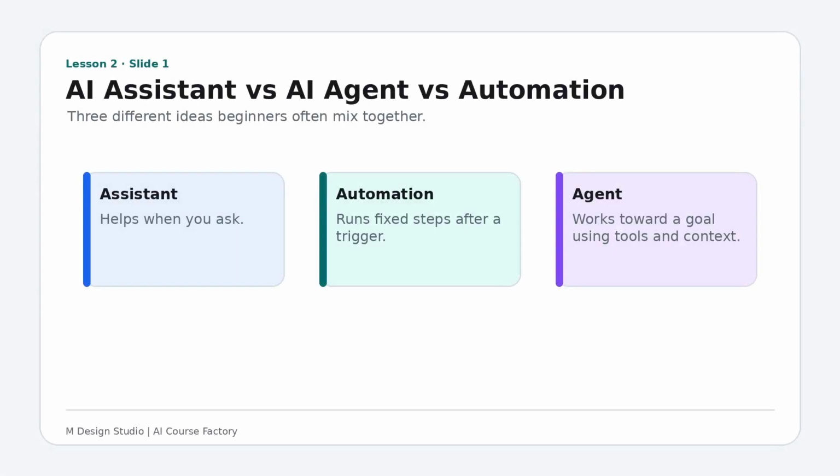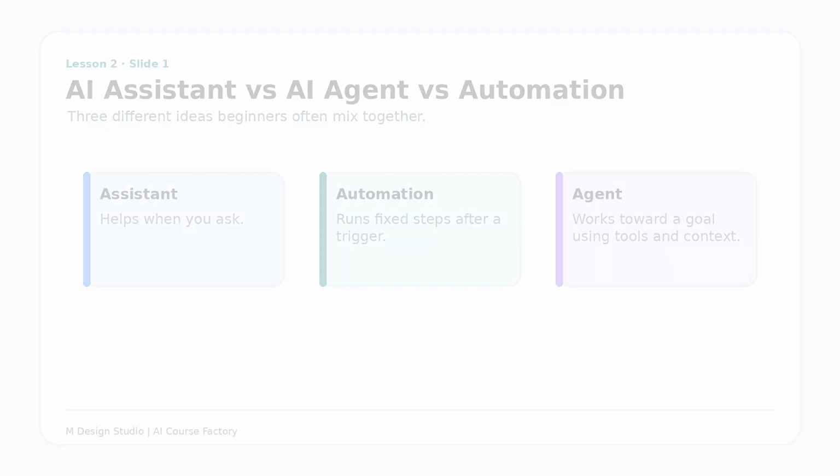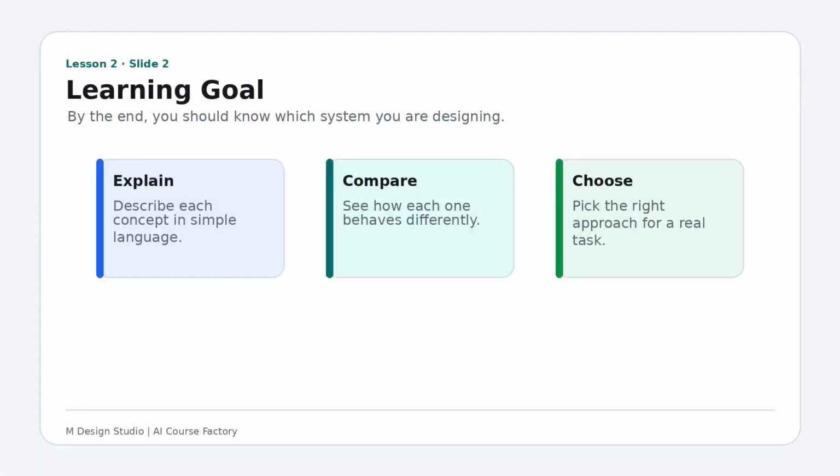Welcome to Lesson 2. In this lesson, we are going to separate three ideas that beginners often mix together: an AI assistant, an automation, and an AI agent. Once you understand the difference, it becomes much easier to design real workflows. By the end of this lesson, you should be able to explain the difference in simple language. You will know when you are using an assistant, when you are building an automation, and when a system starts behaving more like an agent.